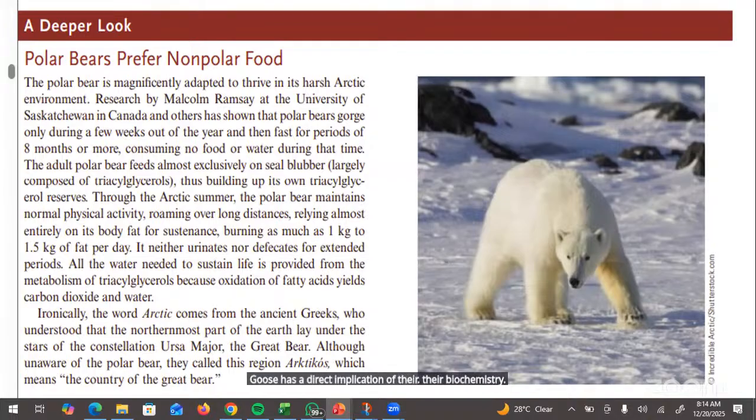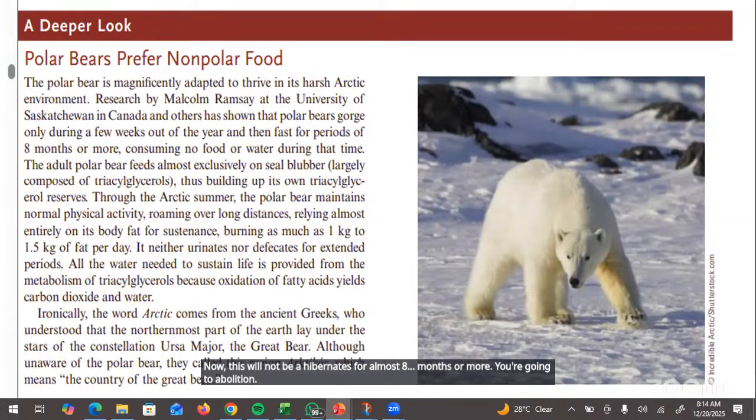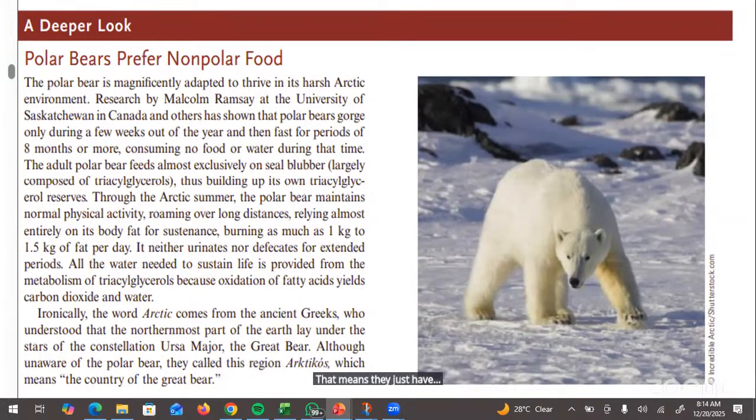And this is the polar bear, which is known to stay in the Arctic region. Now, this polar bear hibernates for almost 8 months or more. Out of 1 year, you minus 8 from 12 months, they have approximately 4 months remaining.